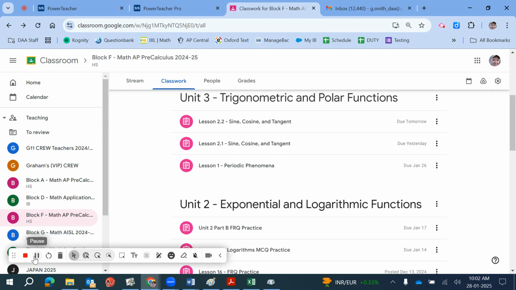So there's some really useful words here: standard position, the terminal ray, the vertex, and the initial ray. Make sure we know these particular words. So if we rotate counterclockwise, that's anti-clockwise, we get a positive angle. If we rotate clockwise, then we can get a negative angle. So you can define an angle by rotating in the opposite direction.